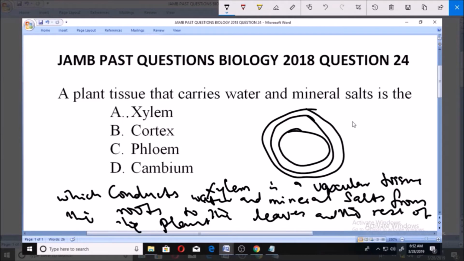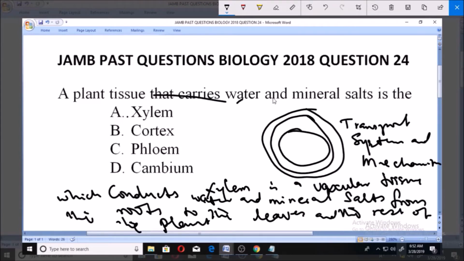So when you check out in the textbook, transport system and mechanism, under plants, you're going to find out that that is what the xylem is, and from that definition you can see that it agrees with the statement made in this question, that the plant tissue that carries water and mineral salts is the xylem. That makes option A the right answer, because the xylem is the vascular tissue which conducts water and mineral salts from the roots of the plant to the leaves and the rest of the parts of the plant.